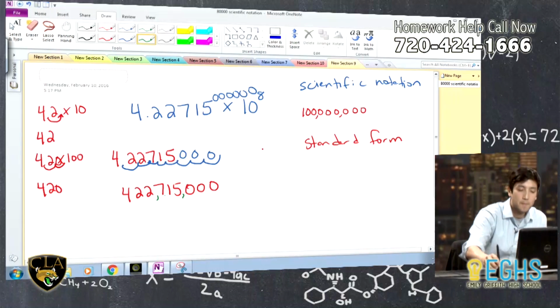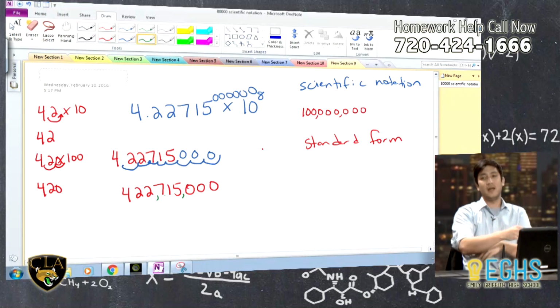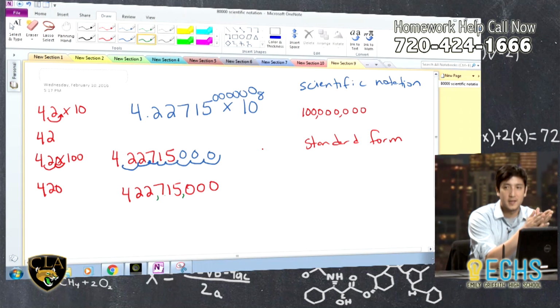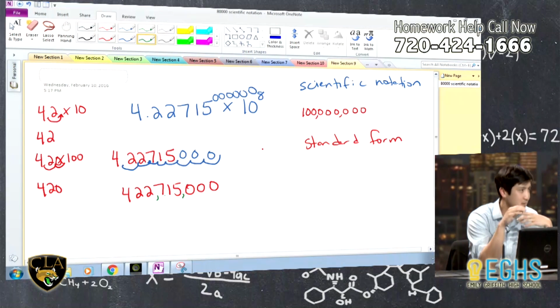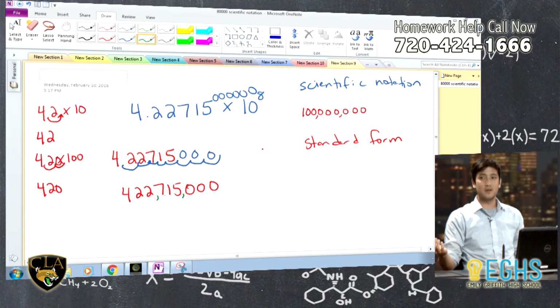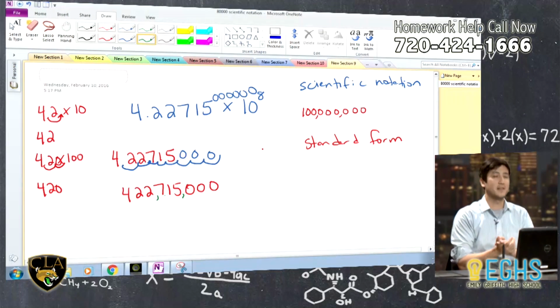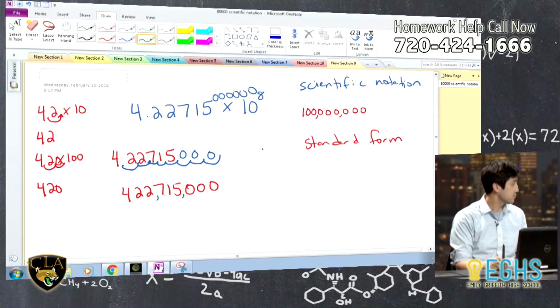So 4.22715 times 10 to the 8th power in scientific notation is going to be 422,715,000, which is something that you're more familiar with seeing on a day-to-day basis. But again, if this number got even bigger, it would be really hard to understand the scale of that number without scientific notation.